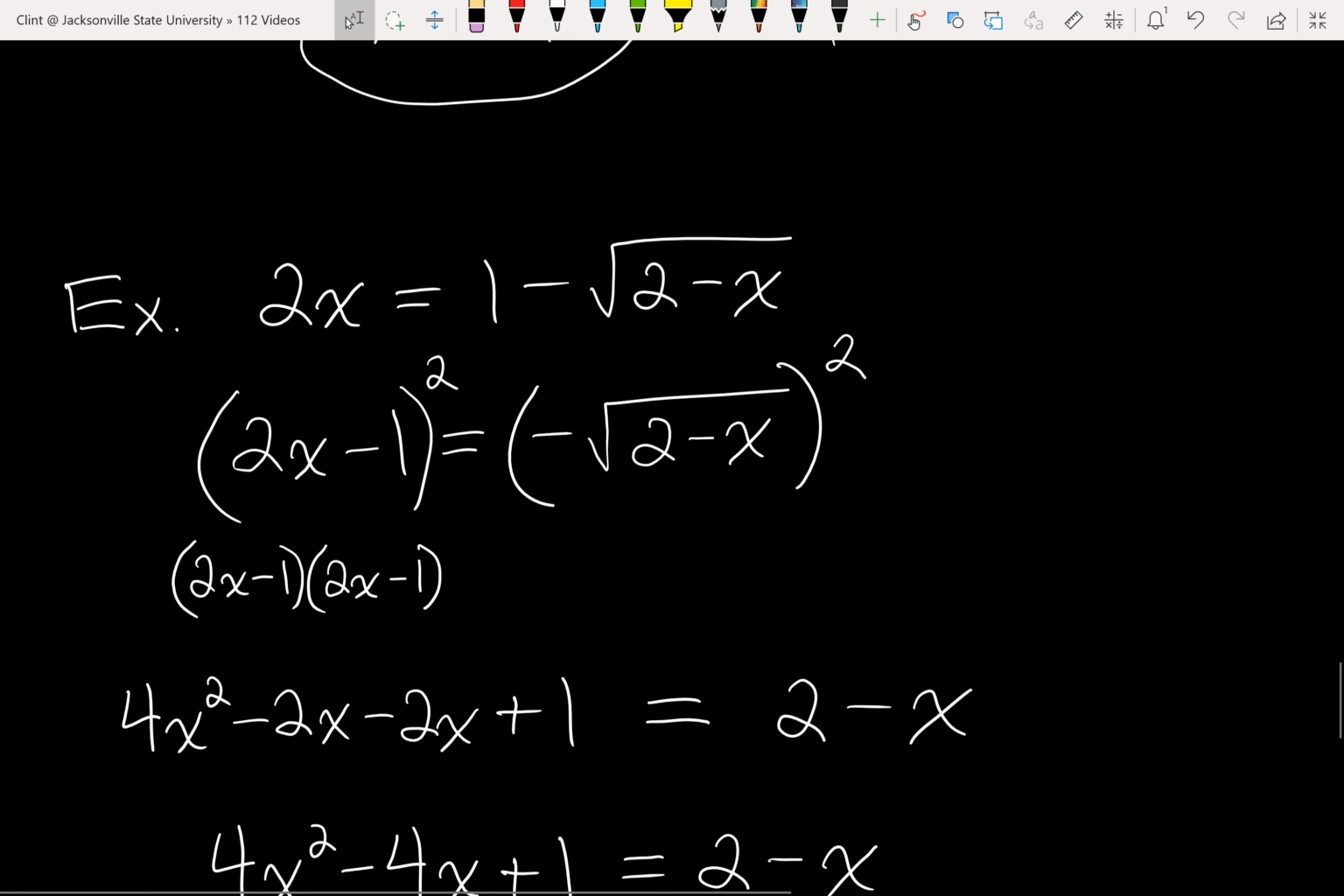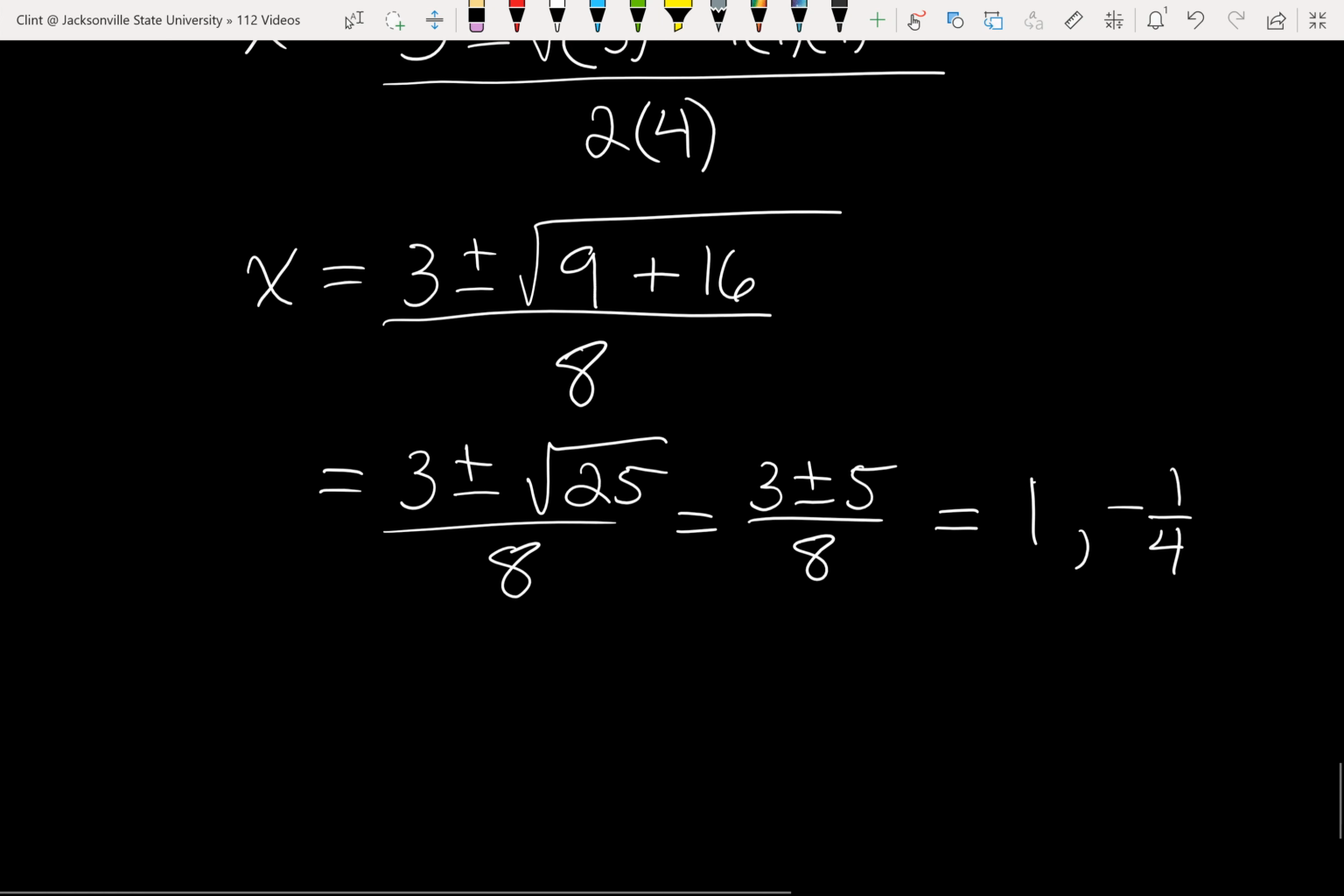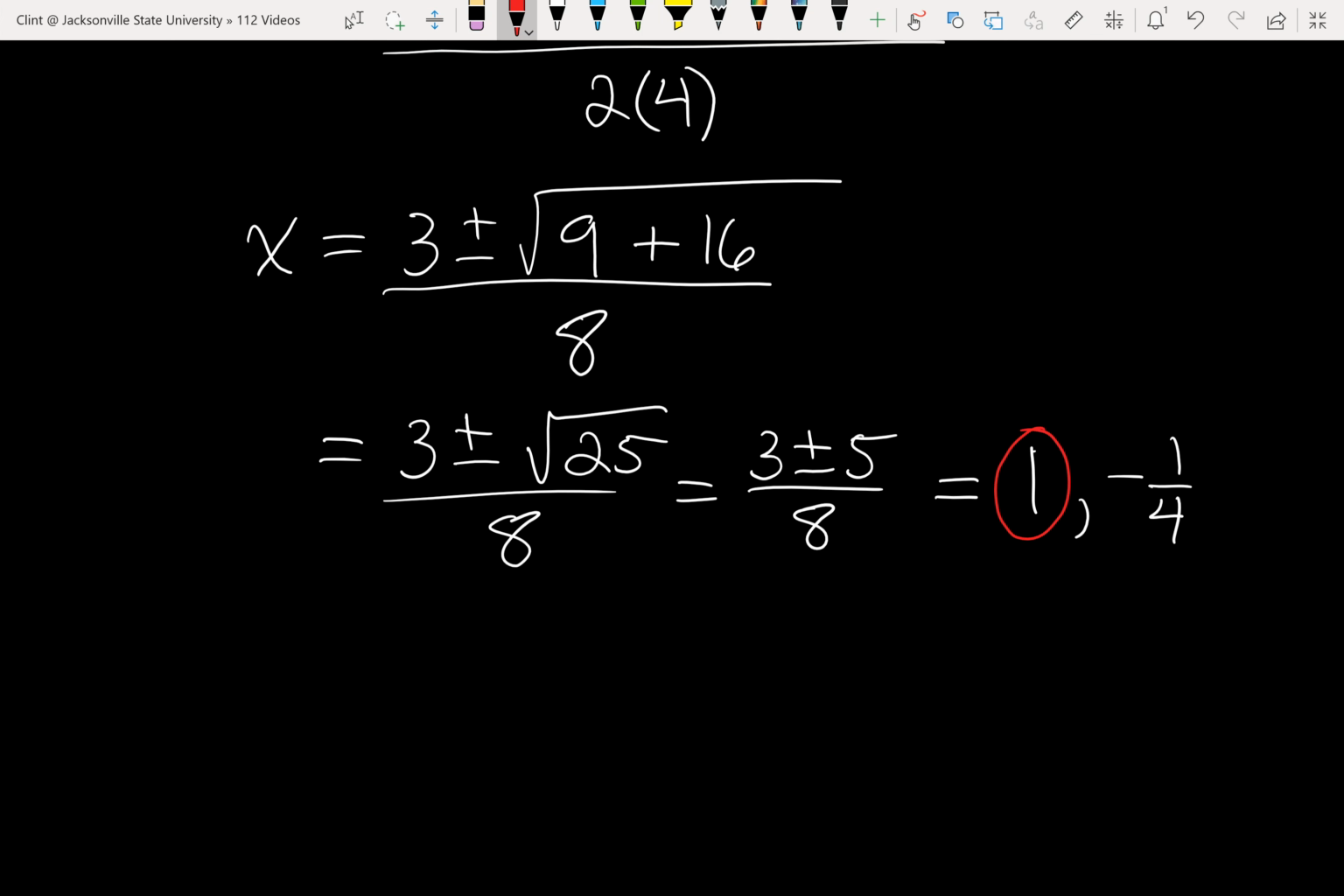If we plug in 1, over here we're going to get 2. If we plug in 1 underneath the radical, 2 minus 1 would be 1. The square root of 1 is 1. We get 1 minus 1. Uh-oh. What's going on there? We get 2 equals 0, so that's not going to work. So 1 is not a solution. Okay, what about negative 1/4?